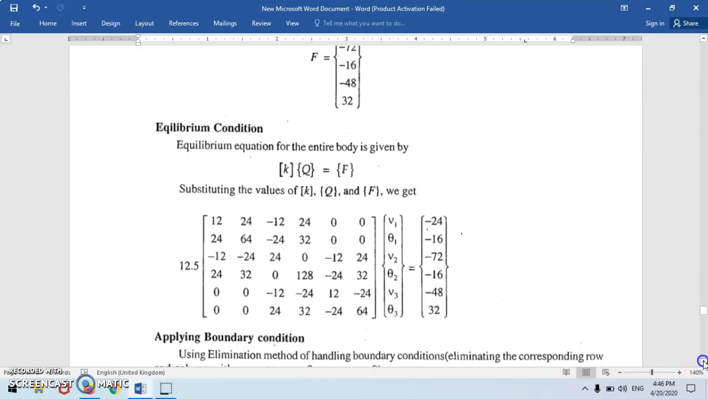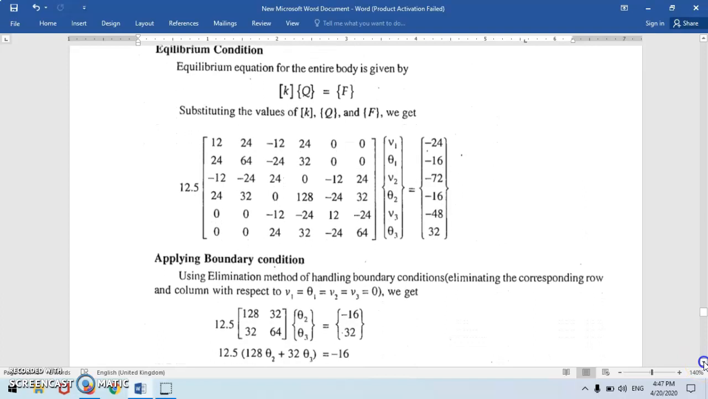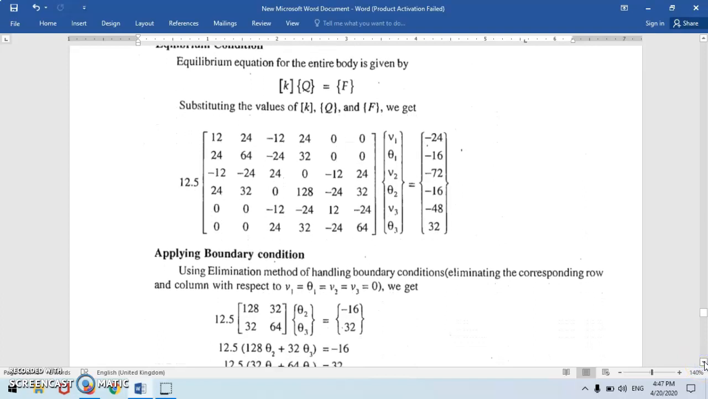After getting all this, you need to go for the equilibrium equation, that is KQ equal to F. What is K? You already found out, that is the stiffness matrix. This is nothing but the global form, where you will be writing the combined form, where K is the global stiffness matrix, Q is the global displacement vector, and F is the global load vector. So write this down and apply the elimination method. Using the elimination method, we are going to just cancel some of the rows and columns.